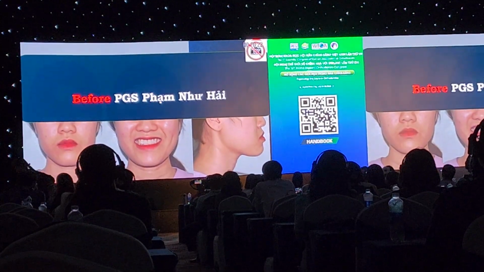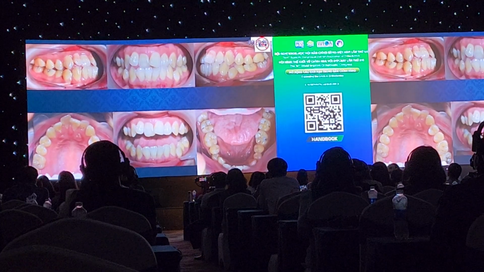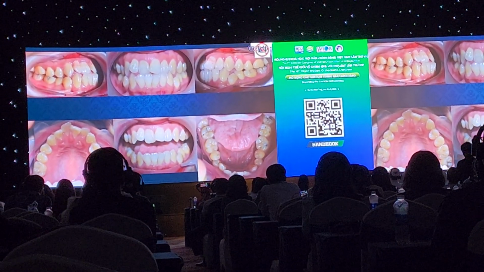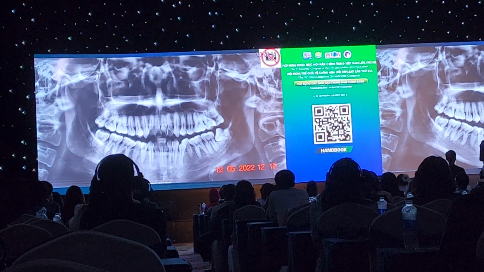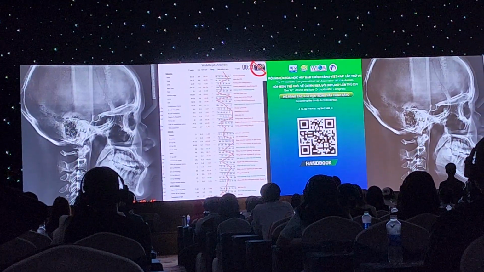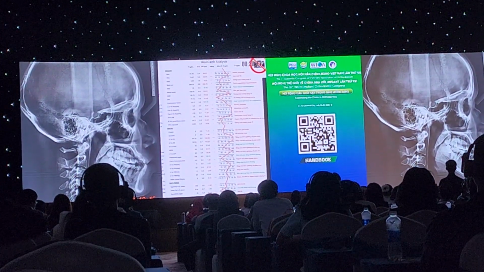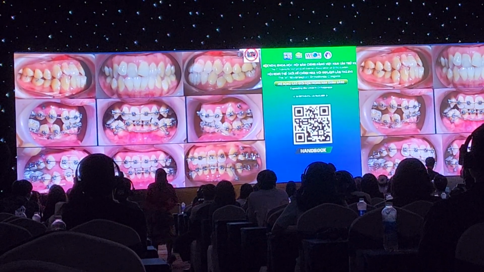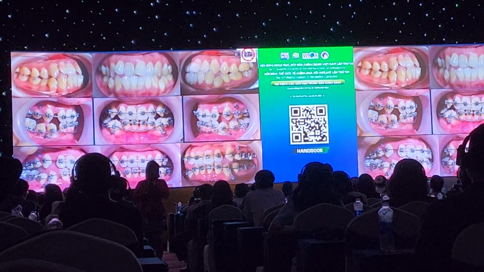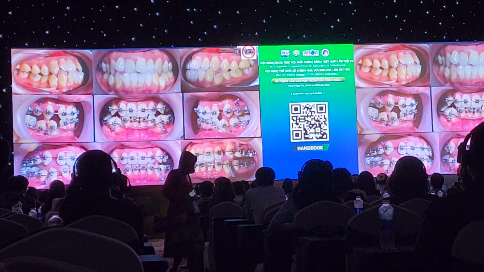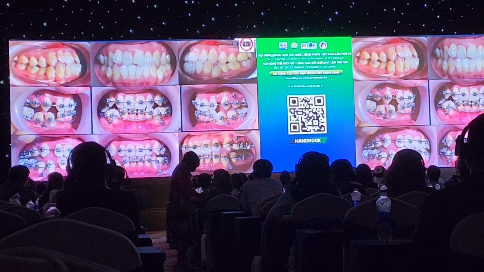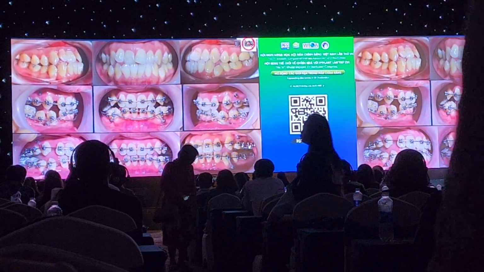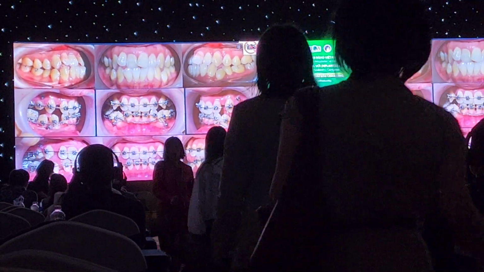Another case is a Class 3 case. I proposed surgery, but the patient refused. Crowding, Class 3 skeletal. I removed 4 bicuspids and placed the mini screw on the extraction site, and then I distalized the 6 incisors.